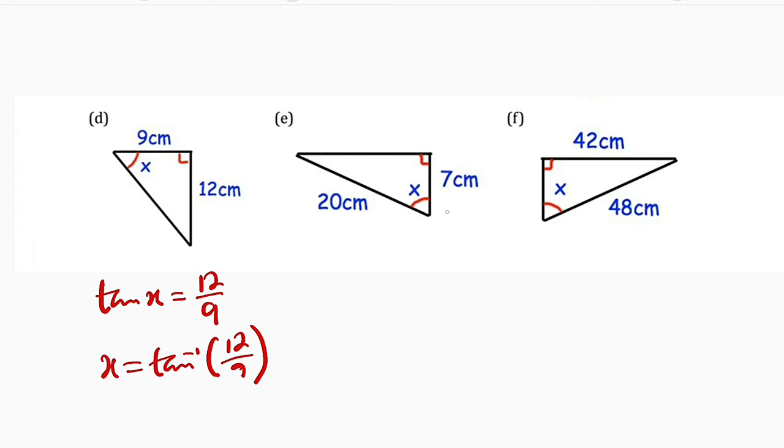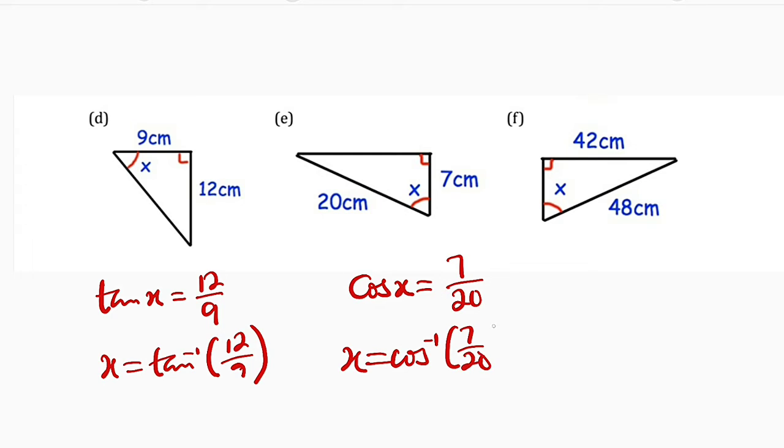Do the same thing here. You can see that this is hypotenuse. This is opposite side, is not given, but this is the adjacent side. So what is the relationship between the adjacent and hypotenuse? It is cosine. So cosine of theta or x is equal to the adjacent side divided by the hypotenuse, which is 20. So x will be equal to cosine inverse of 7 divided by 20. Use your calculator, press this one.